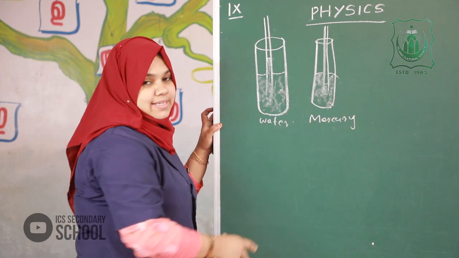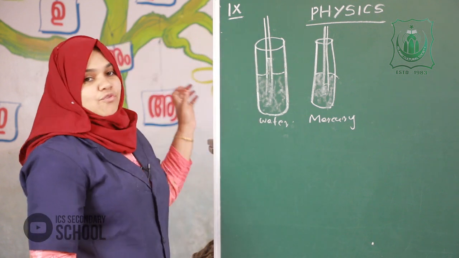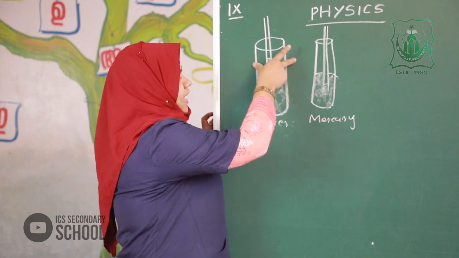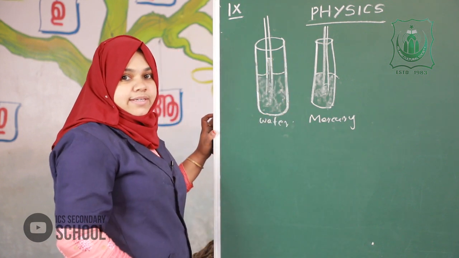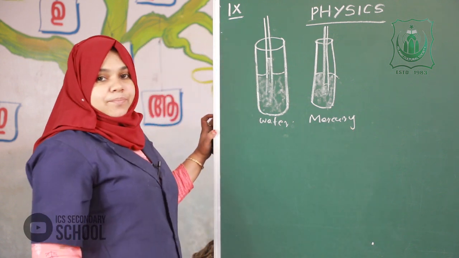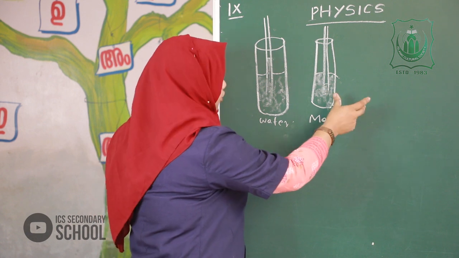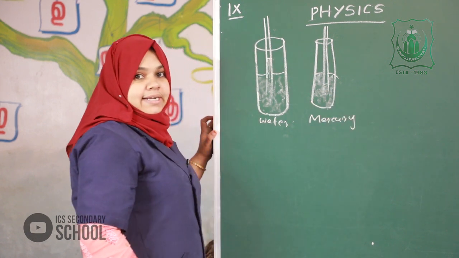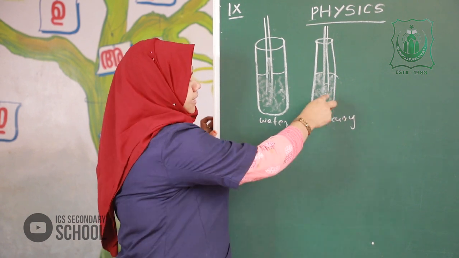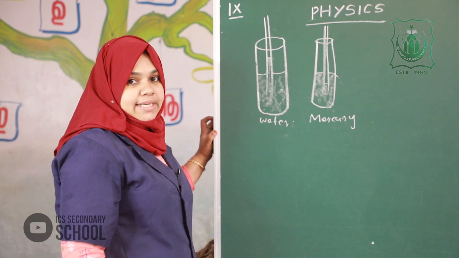Here water rises in the capillary tube. The rising of water against gravitational force is known as capillary rise. But what is capillary depression? The depression of liquid in a tube is capillary depression. Here mercury is depressed.